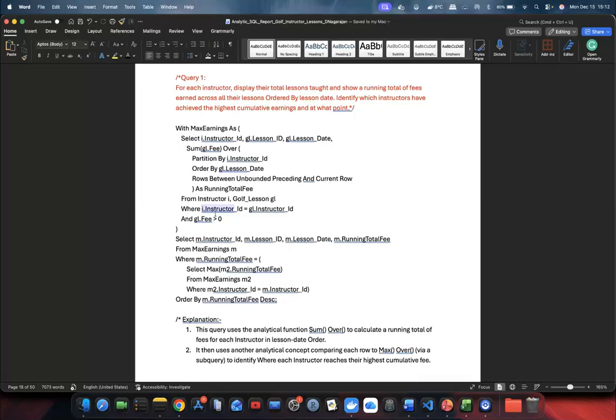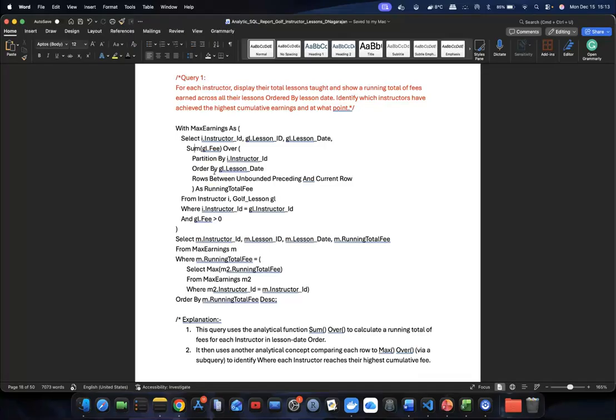The important part here is the window function: SUM of golf lesson dot fee. This whole part is our analytical function. The PARTITION BY instructor ID means the running total is calculated separately for each instructor, so it will never mix instructors together. That is what PARTITION BY means.